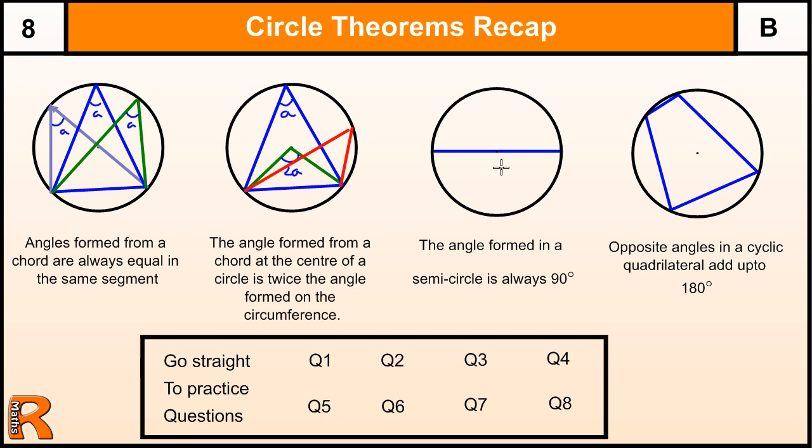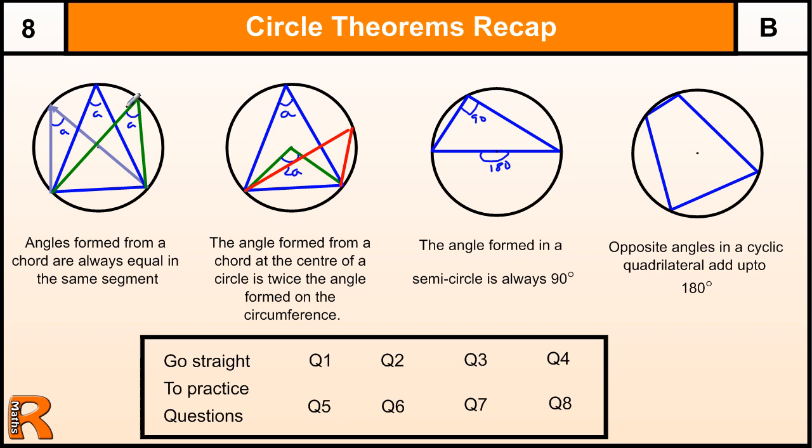Okay, another one. This is actually a result of this rule. If you stretch out this chord so it's actually a diameter, the angle formed at the center, which is just this line, is 180 degrees, and this is twice the one formed on the circumference. So if we draw an angle on the circumference from here, this one at the center is twice this one at the circumference. Because this is 180, that makes this a right angle, 90 degrees.